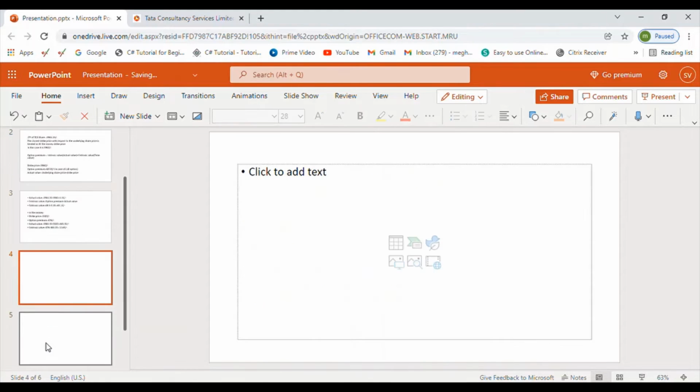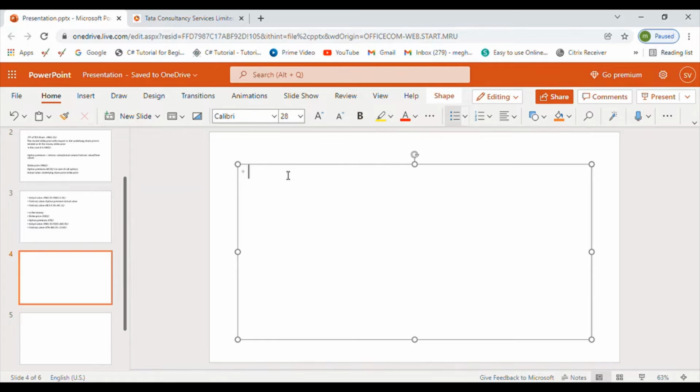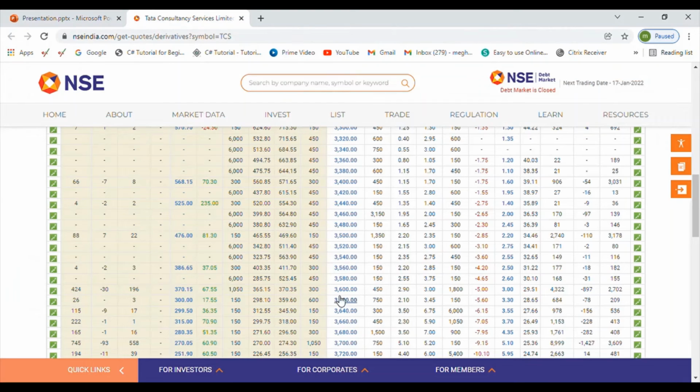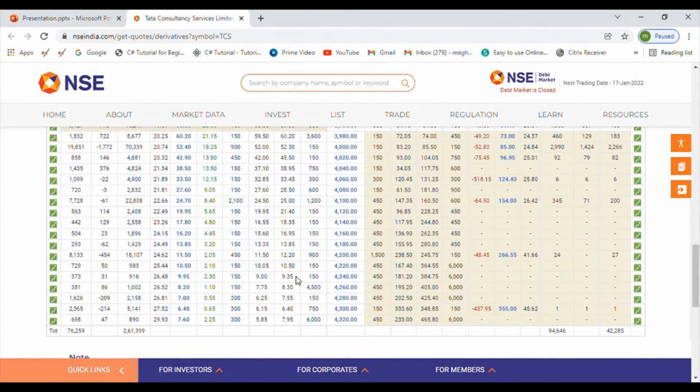Now we take the example of out of the money. So for out of the money, we will take one example, which is, okay, 4,000.